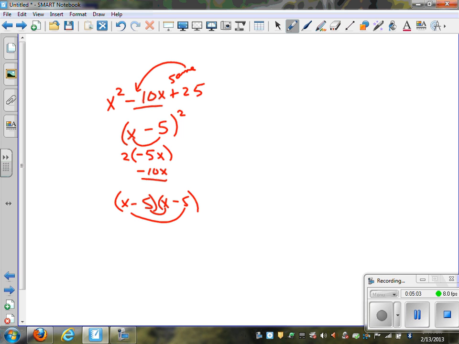Let's say that I have 49y squared minus 14y plus 1. Alright, so what are you squaring to get 49y squared? 7y. What are you squaring to get 1? 1. Signs have to be the same, they're both minus. Multiply those together. What do you get? Negative 1 times 7y. Double it.